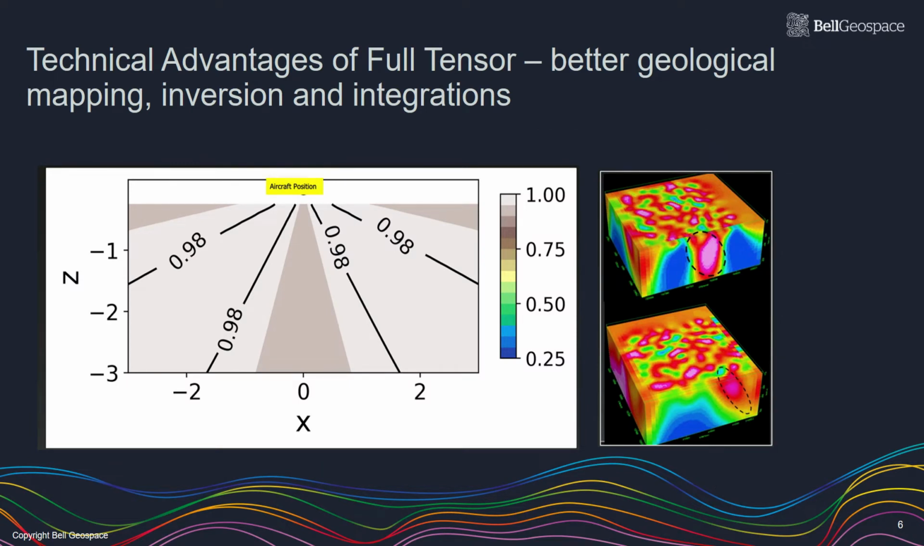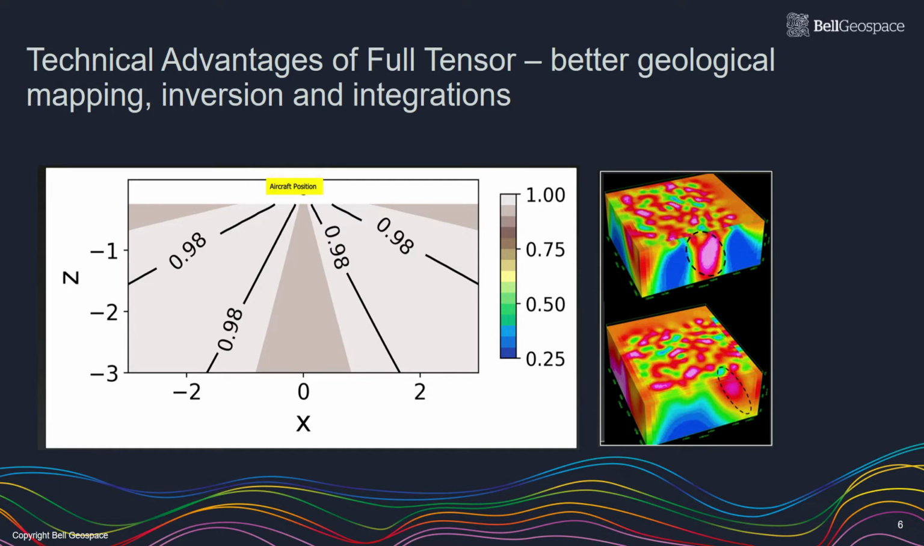Another distinct advantage of the FTG system is that it does not have blind spots. In the image in white, you can see that the signal does not really degrade according to the position under or around the instrument. It's almost isotropic.